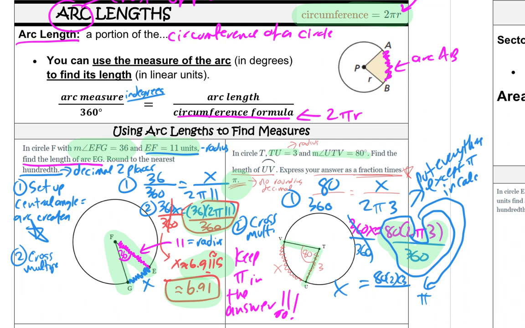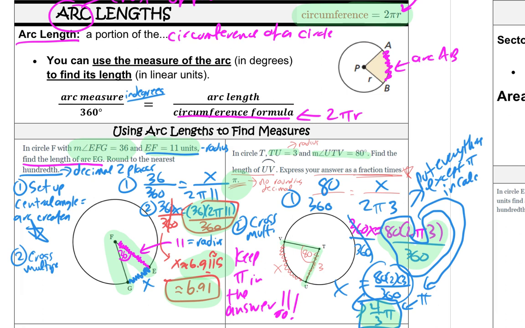80 times 2 times 3, right, over 360. Okay, so if I put that in my calculator, that would give me the answer of 4 over 3. Then I would bring down my pi. Okay, so that would be my final answer: 4/3 pi.